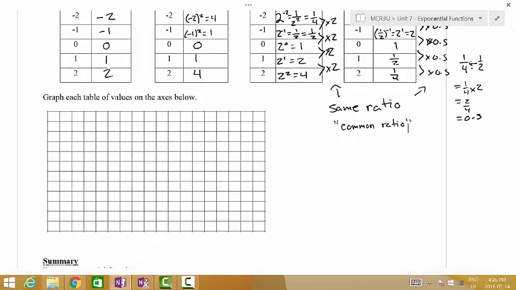Another way to think of that common ratio, essentially it's just like finding the first differences, but instead of subtracting, you are dividing instead.